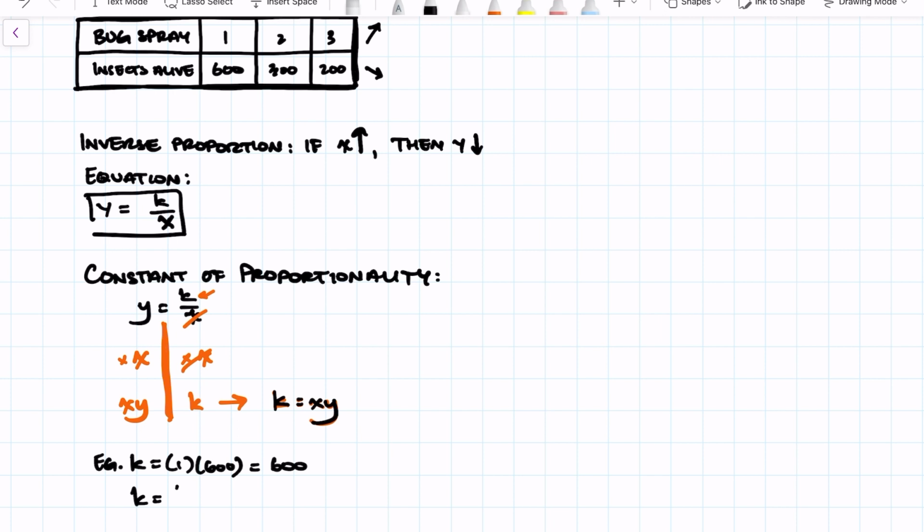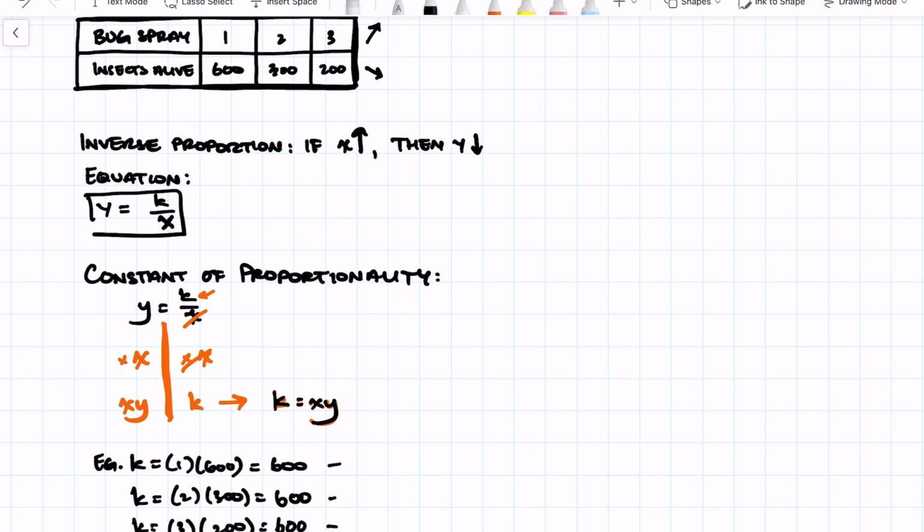Now it should remain the same for the other ones for it to be an inverse proportion. And sure enough, this one also has 600. Now, please make sure that you're double checking all three of them. There's going to be some trick questions here that you're going to have to be aware of. So if the K is not the same, you know that it's not a proportionality. So make sure that you understand that these three numbers must be the exact same numbers. So yes, this is an inverse proportion.